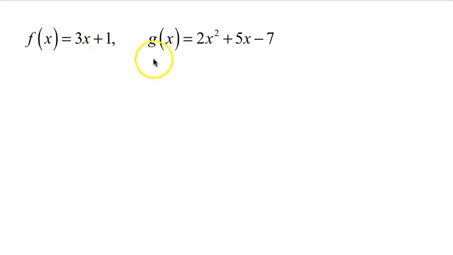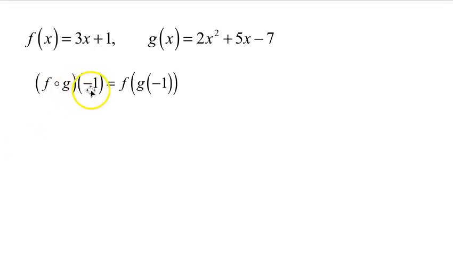So there's our two functions. f of x is 3x plus 1, and g of x is 2x squared plus 5x minus 7. We want f circle g of -1, which is f of g of -1. The first thing I need to do is plug -1 in for x in the g function to find g of -1.